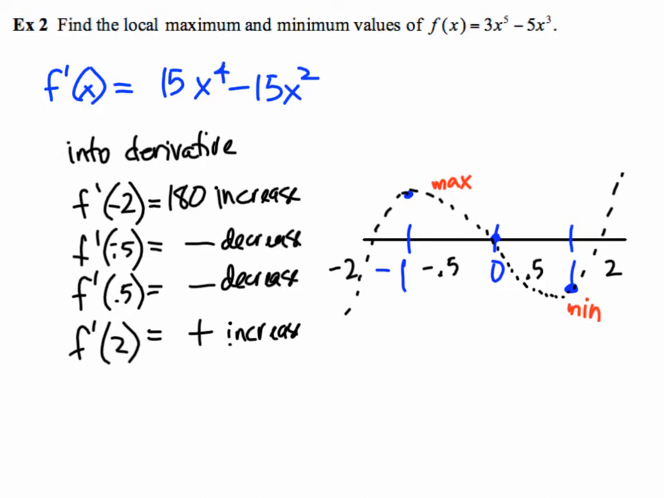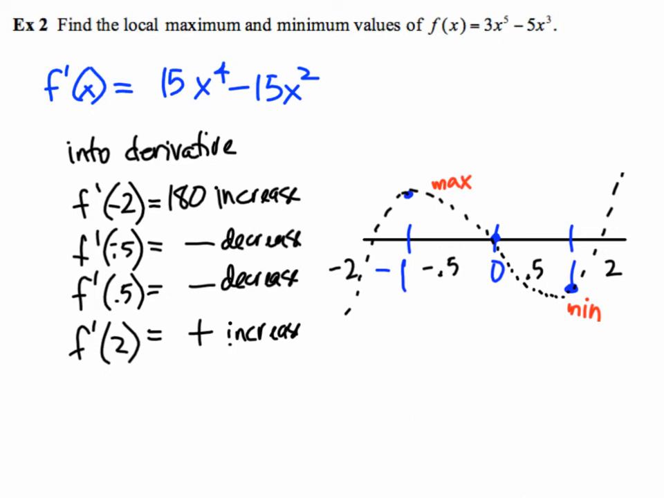If I use the derivative and pick points on the left and right of my critical numbers, that's how I determine if the graph is increasing or decreasing. So I don't actually have to come up with a number. I just need to know, is it positive? If it's positive, it's increasing. If the value is negative, then it's decreasing. So you'll notice when I plugged -2 into the derivative, I calculated it to be 180. So since it's positive, then it's increasing at -2 up to my local maximum point.